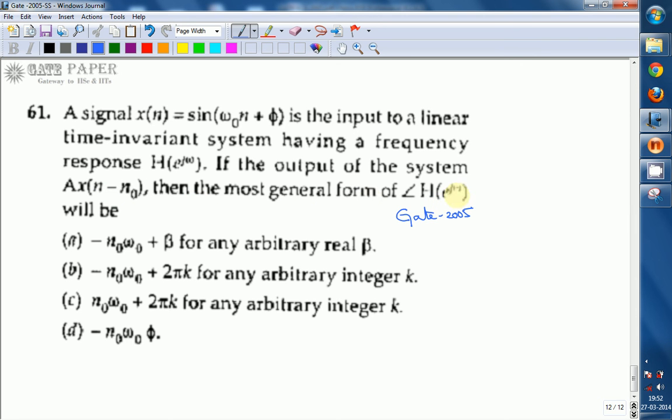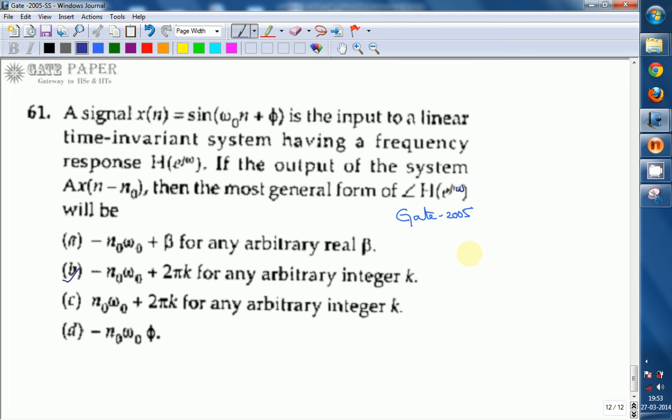the most general form of the angle of H of e power j omega, that is the transfer function, the frequency response of the system, the phase of the frequency response of the system, will be. So here we get the answer as option B, that is minus n naught omega naught plus 2 pi k for any arbitrary integer k.